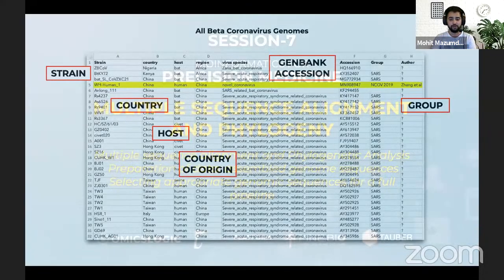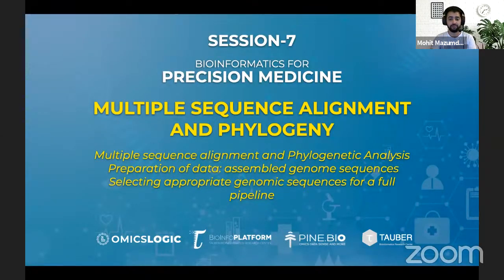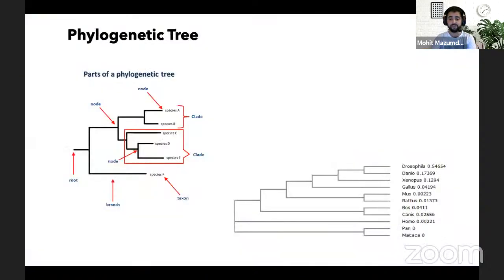So after learning about that, the second phase is where we are going to learn about different aspects of how we can interpret virological data for virology and infectious diseases. In session 7, we will learn about multiple sequence alignment and phylogeny. Here we will learn how you can study viral genomes for liver, blood, and neural tissues. We will also learn to prepare data and set up bioinformatics pipelines, where you will do phylogenetic analysis and multiple sequence alignment of these genomes.